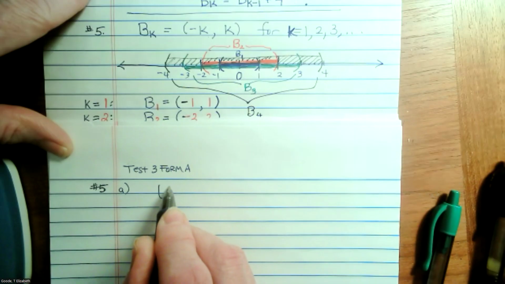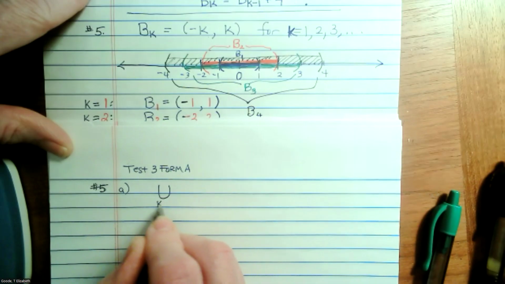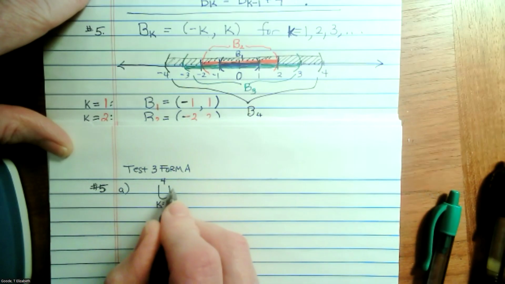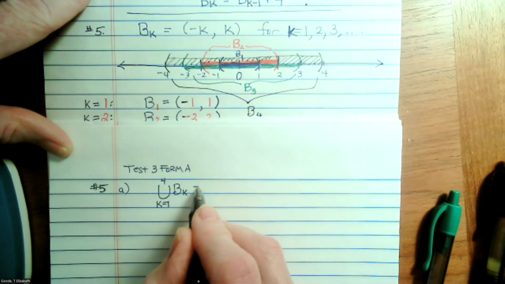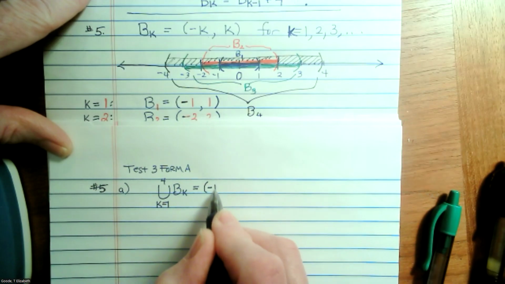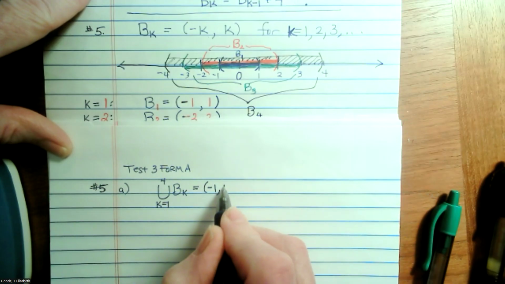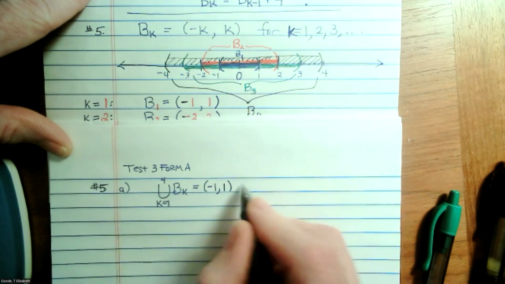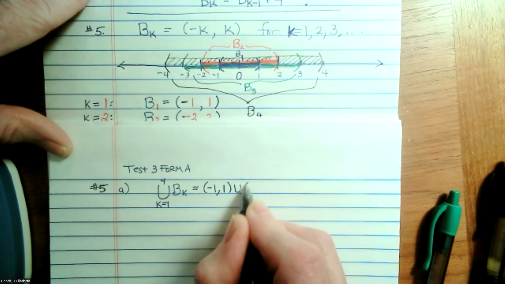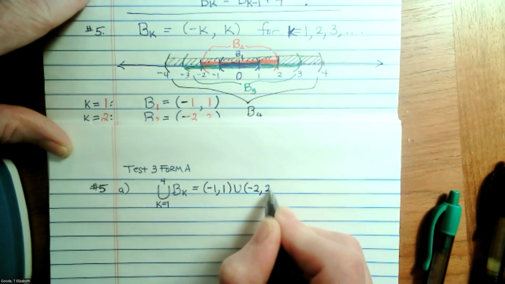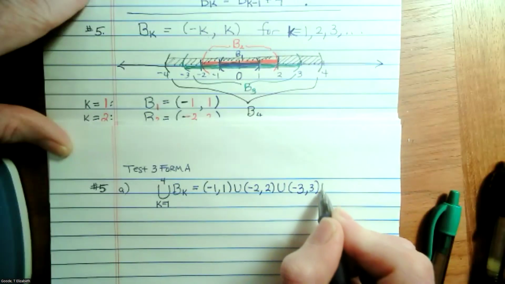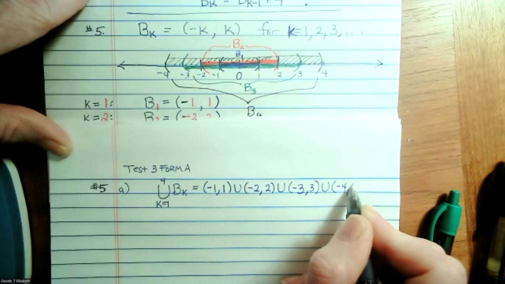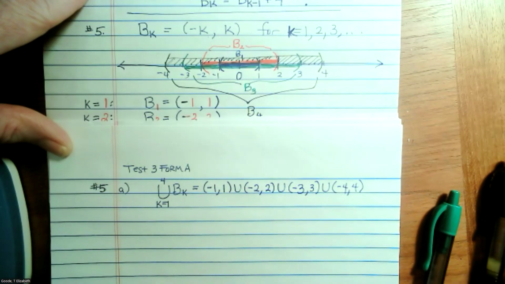First is the union from K equals 1 to 4 of the B sub K, right? Yes. So let's just think about what that really is. It's the open interval from -1 to 1. We call it open because we're not including the endpoints, open holes. Union, the open interval from -2 to 2. Union, the open interval from -3 to 3. Union, the open interval from -4 to 4. That's what that is. Do you agree?